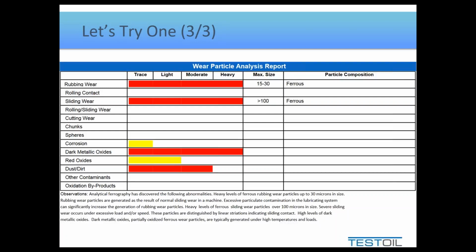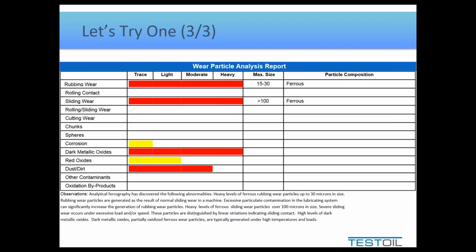All those are related. So we have definitely got particulate in the sample, and based on the sliding wear and the dark metallic oxides, we do seem to have contacting metal parts as well. So put the two together and say, if we have contacting metal parts and we've got particulate getting in between them or abrading against them, we're probably going to experience that significant wear.